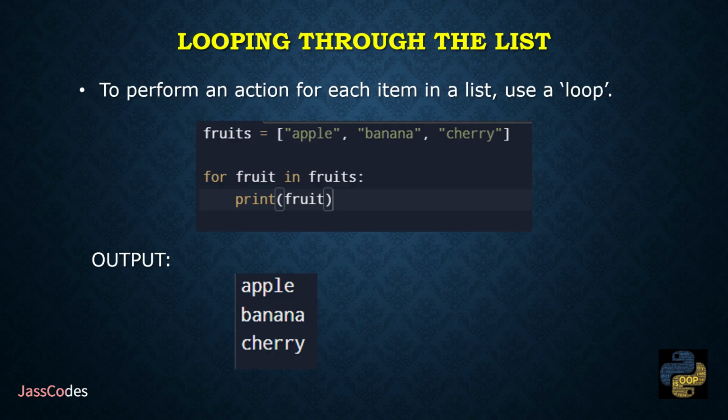To apply operations on list items, we can use loops. Using loops we can perform any operation on every list item. In this code, we have printed every item in the given list, fruits, using for loop.